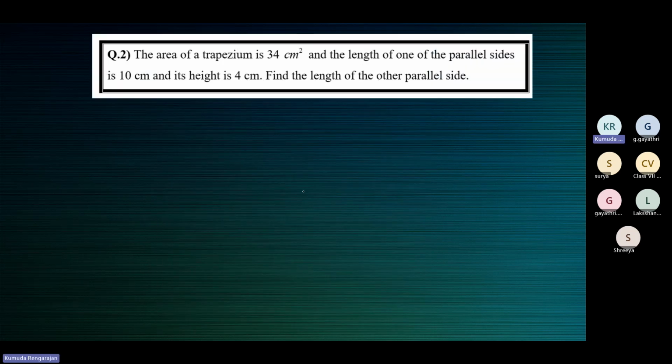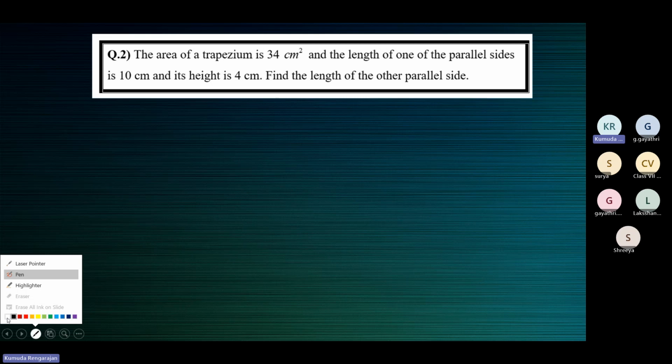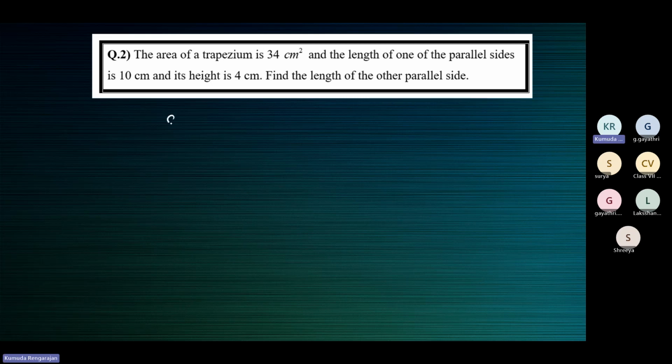The area of a trapezium is 34 centimeters square. The length of one of its parallel sides is 10 centimeters and the height is 4 centimeters. Find the length of the other parallel side. So what's the area given? Area of the trapezium is 34. Half into sum of the parallel sides into the distance between them is equal to 34, because it's a trapezium.